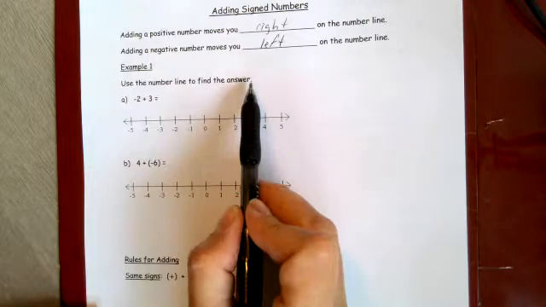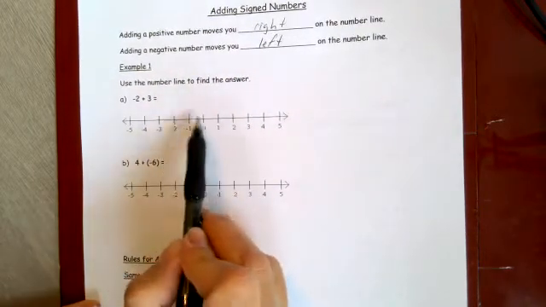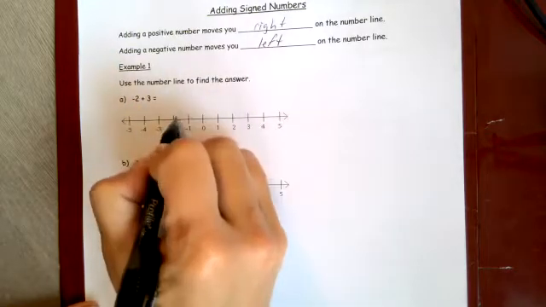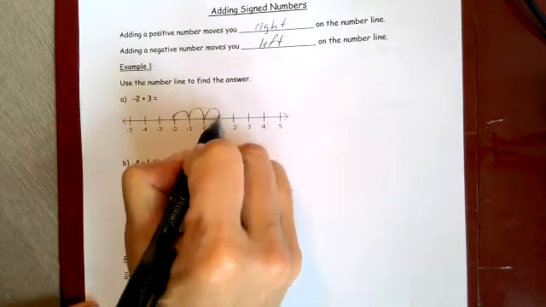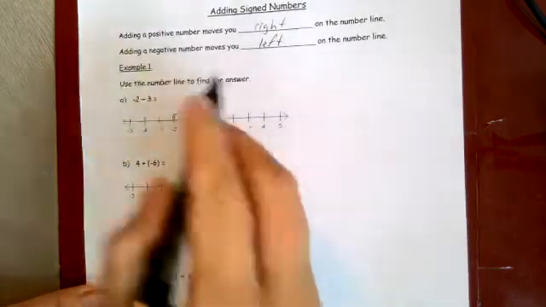So if we were to use the number line to find these answers, we're going to begin at -2, which is here, 2 below 0. And then I'm going to add +3, which means I'm moving to the right. 1, 2, 3. So I'm going up 3. So I end up at 1.